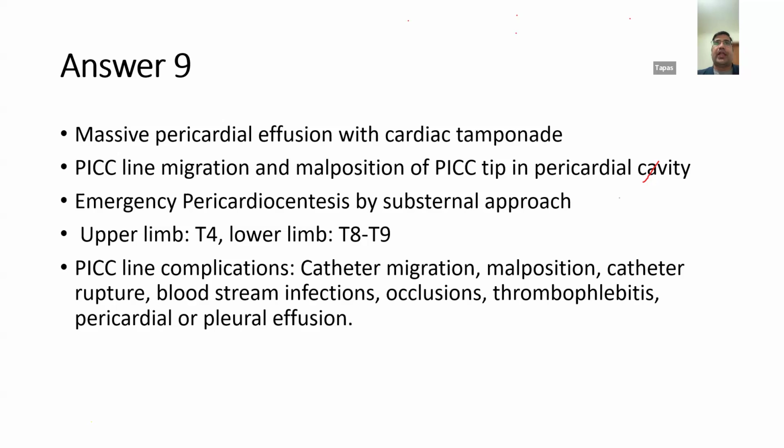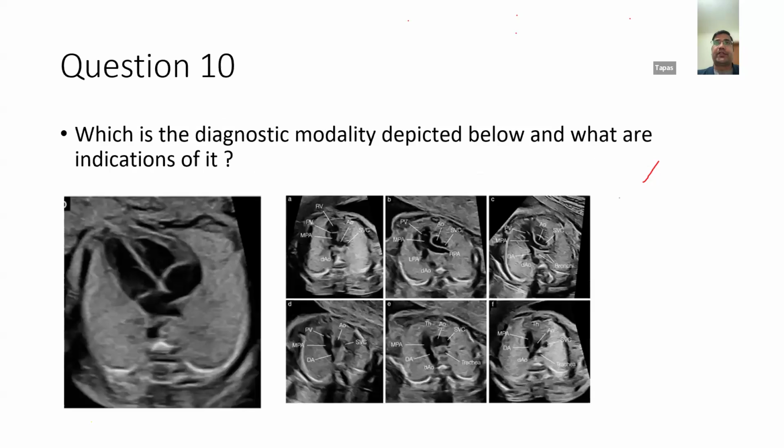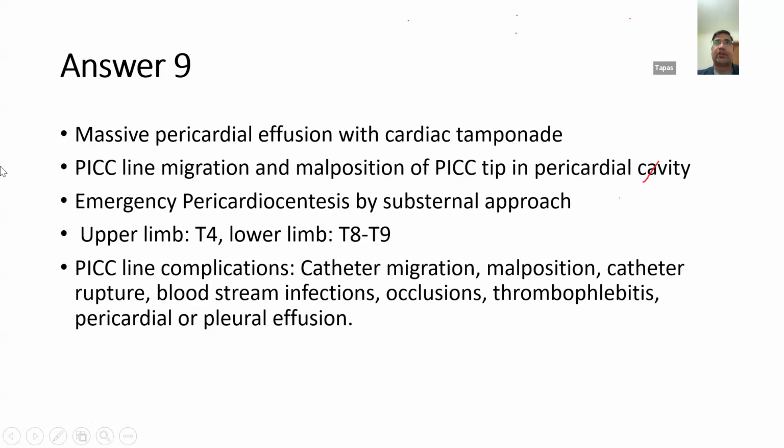The optimal position of a PICC line, if inserted through the upper limb, would be T4. We never say SVC-RA junction because that is not visible on the X-ray. You have to tell us the bony landmarks. So for upper limb, it is T4, and for lower limb, it is T8 to T9. The possible complications can be catheter migration, malposition, rupture, CLABSI, occlusions, thrombophlebitis, and effusions, which many of you have responded.